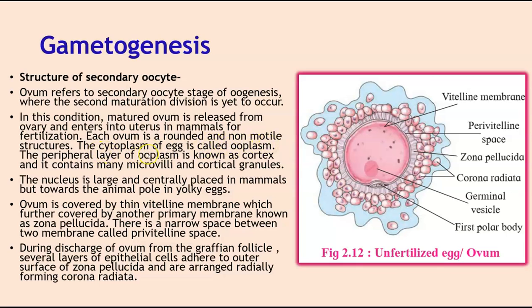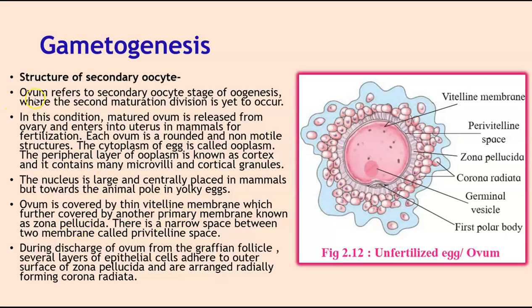The cytoplasm of the egg is called ooplasm. The peripheral layer of ooplasm is known as the cortex and it contains many microvilli and cortical granules. The nucleus is large and is centrally placed in mammals, but towards the animal pole is the yolky egg. So here you have the egg region, and this is called the animal pole, where you have the yolky egg.